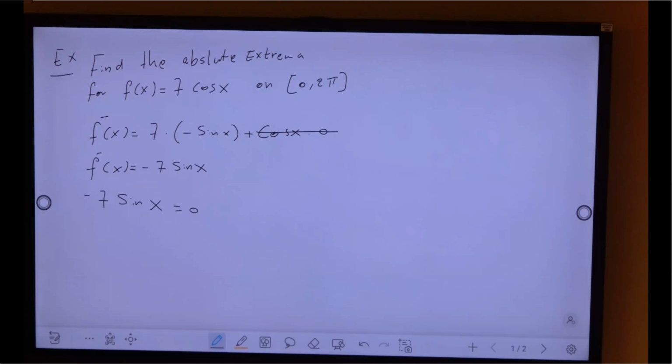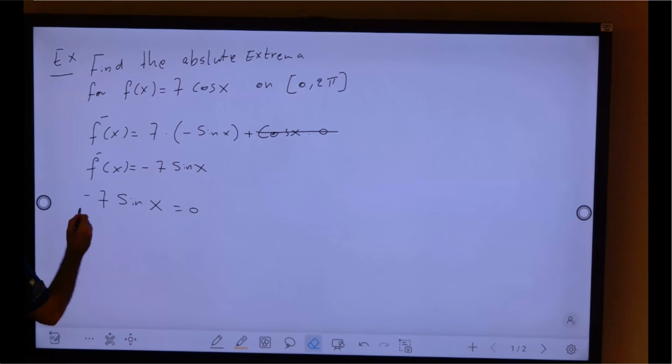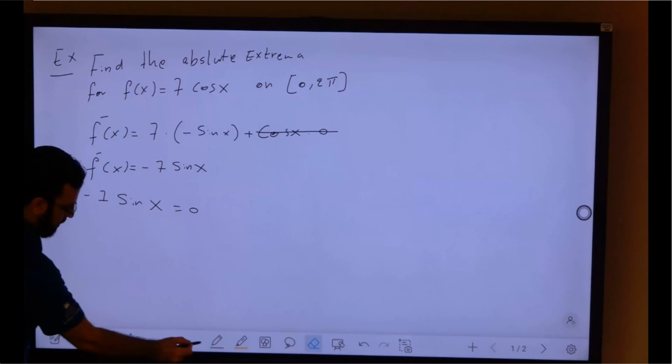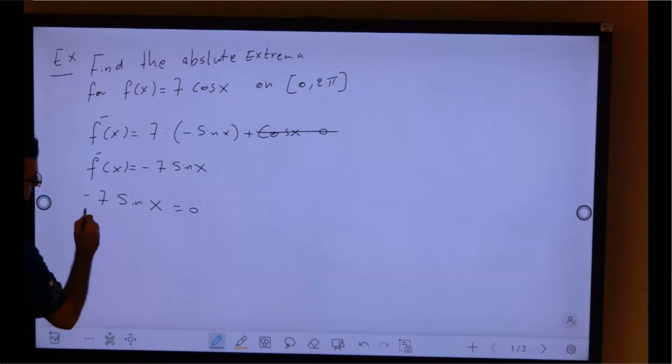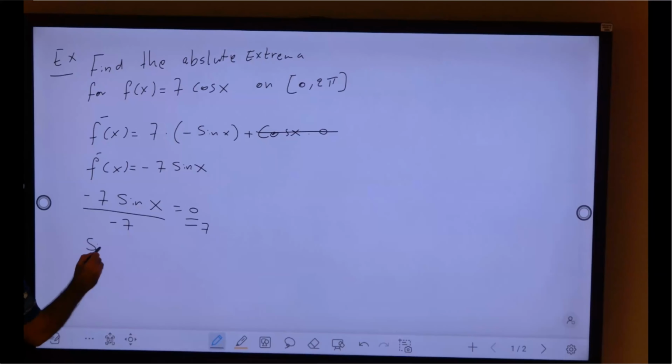You can say divide by -7. Okay, let's divide by -7. -7 sine x equals 0, so sine x equals 0. It's fine if you do that. Now, sine x equals 0. Okay?